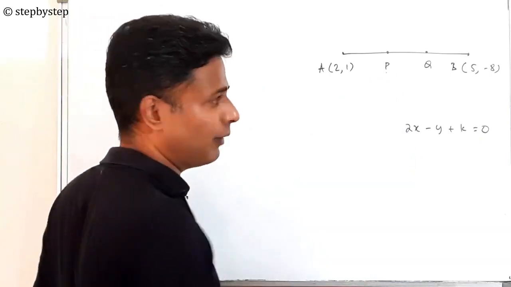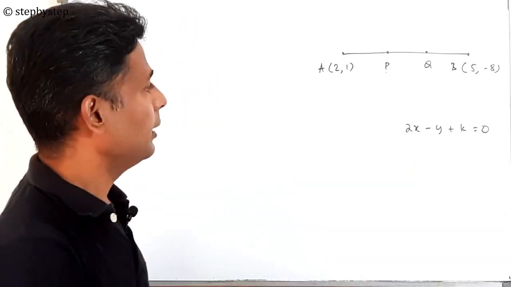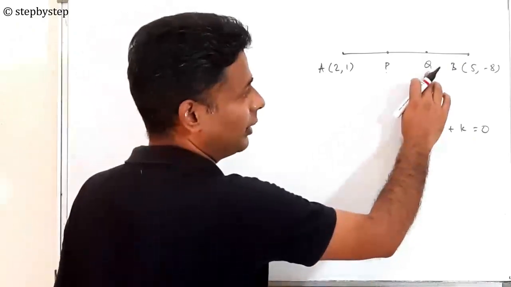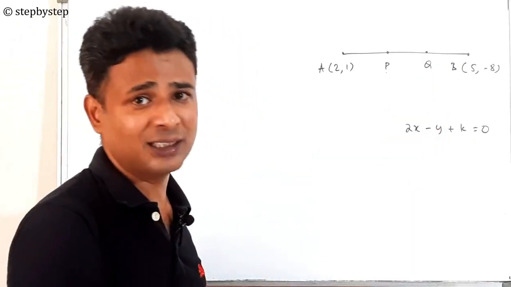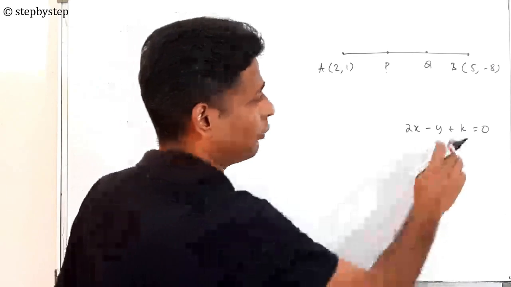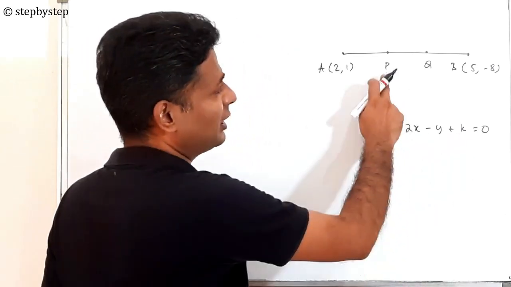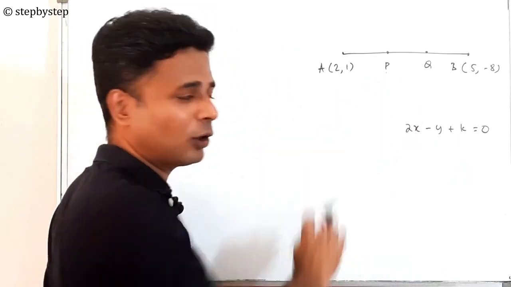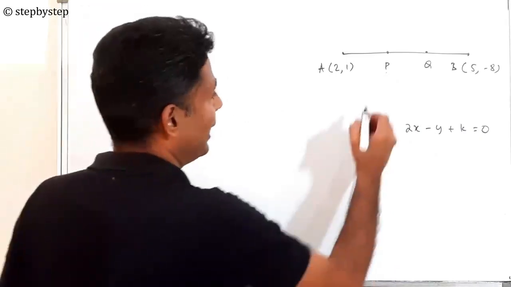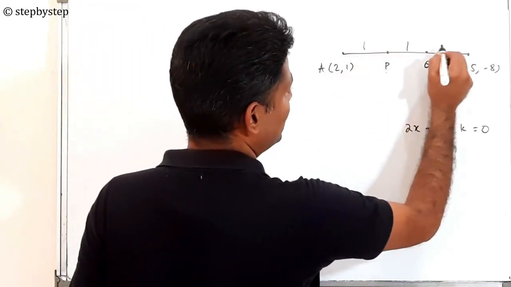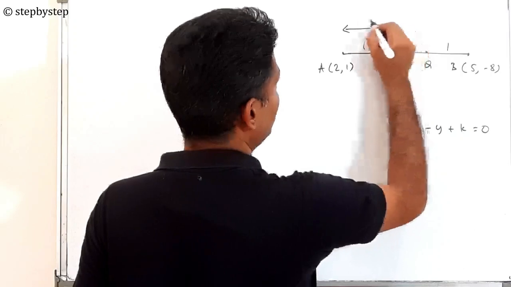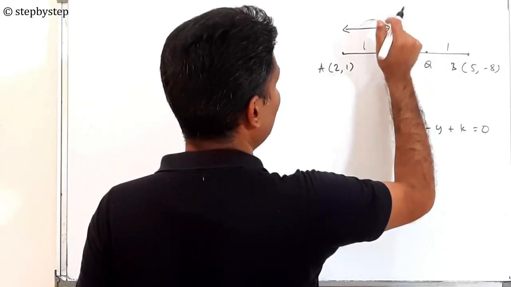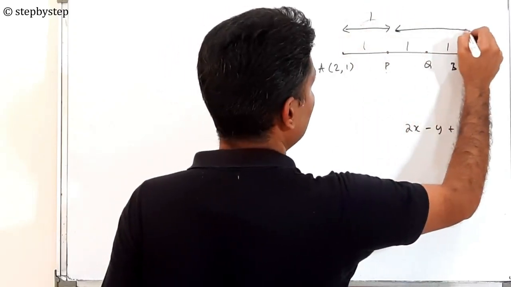So before that we have to find the coordinates of point P, right? We do not have to find the value of Q. Why? Because they have not asked it. They have only asked us to find the value of K. And since P is lying on this, we just need to know the coordinates of P. Alright, so since this is trisection, 1 is to 1 is to 1, so this much will be 2, this much will be 1 and this much will be 2.